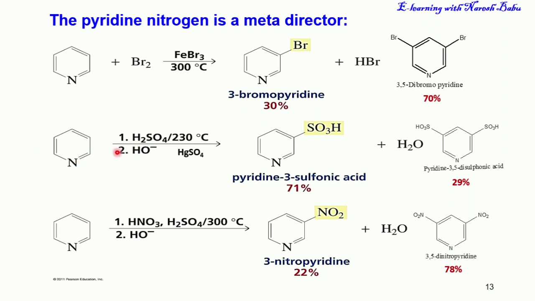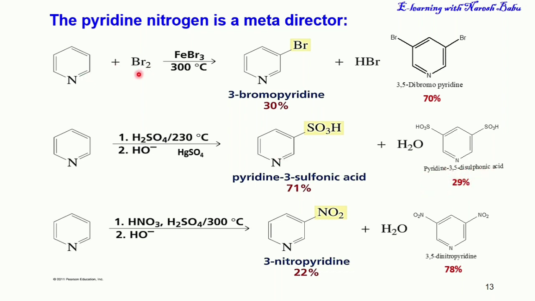In the sulfonation, the middle reaction, pyridine reacts with sulfuric acid at 230 degrees Celsius in the presence of mercuric sulfate. It gives the third position substituted pyridine-3-sulfonic acid, nearly 71%, and the disubstituted pyridine-3,5-disulfonic acid, only 29%.